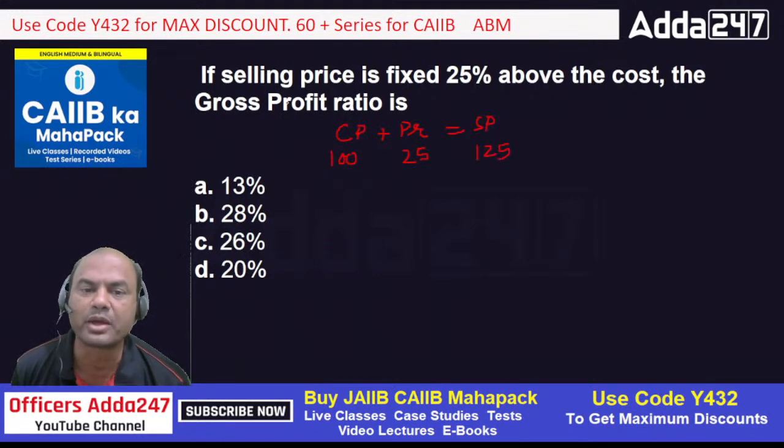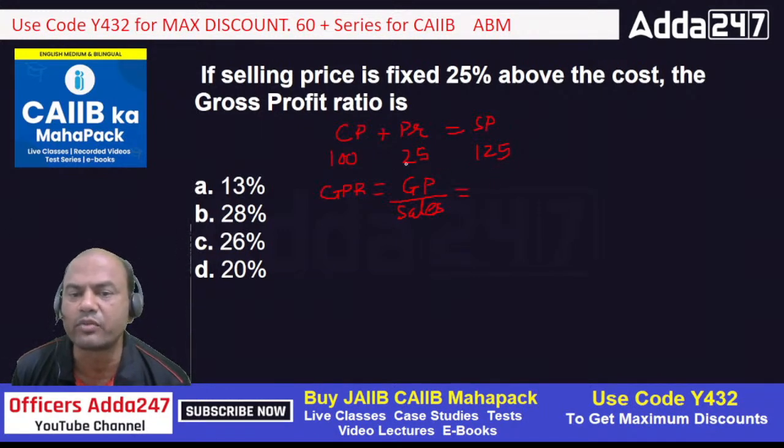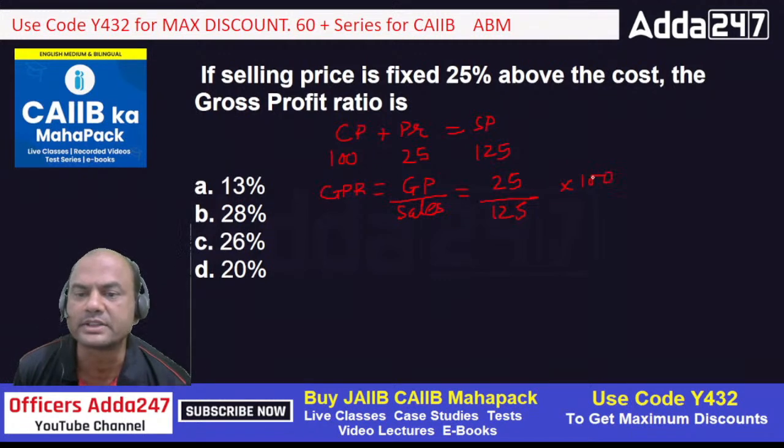Okay. So what is my gross profit ratio? How do I get it? Gross profit ratio, GPR equals, again the same formula, GP upon sales. I'll write it sales over here. So what is sales? Take whatever figures are given to you. What is GP? 25 profit upon sales 125, into 100. So that equals, what is the answer now?